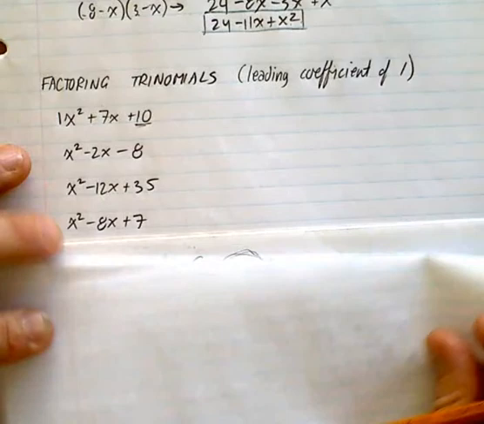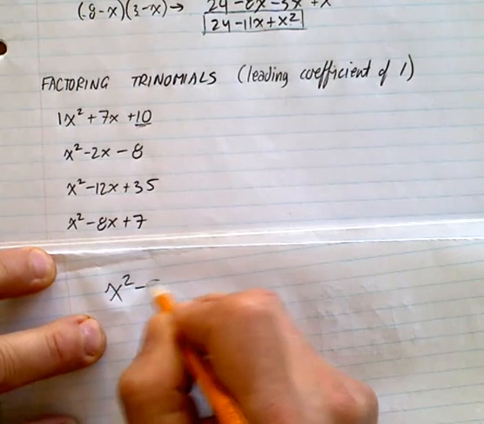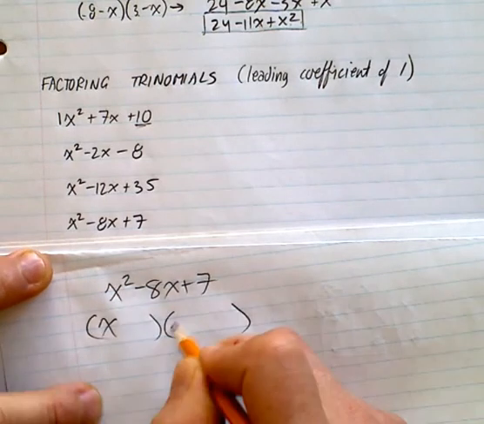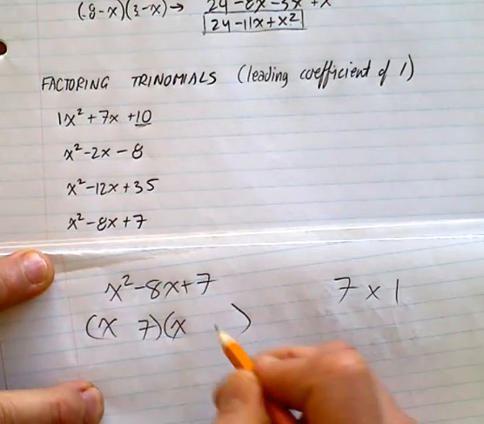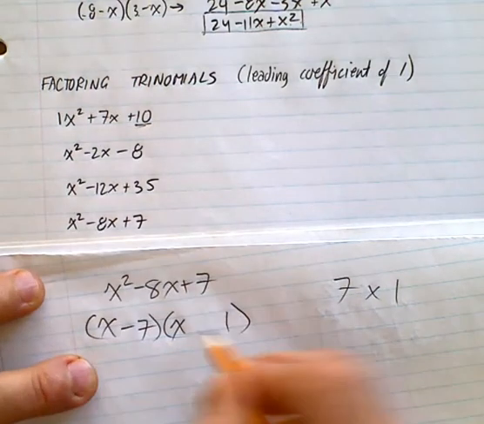Okay, let's look at another one. Here we go. x squared minus 8x plus 7. Break it down into two factors, x and an x. 7 only has one choice, 7 times 1. But what are the signs? I don't have any other choices. I want a negative 8, so boom and boom.